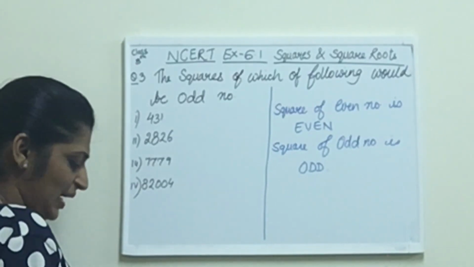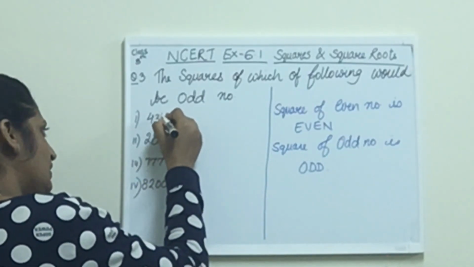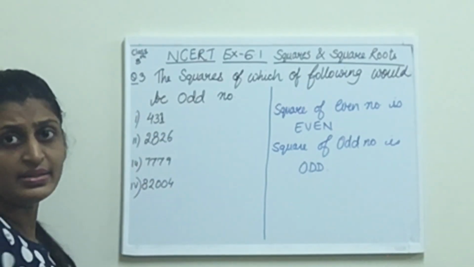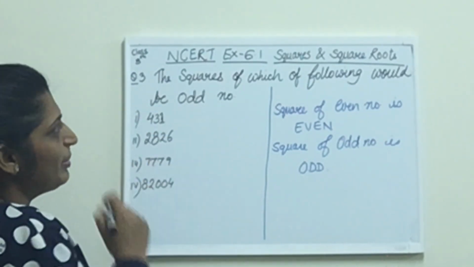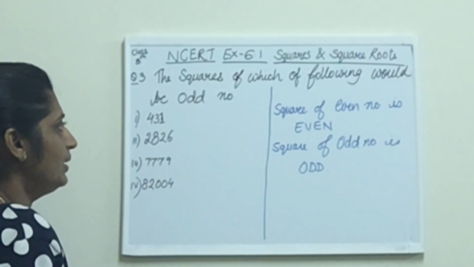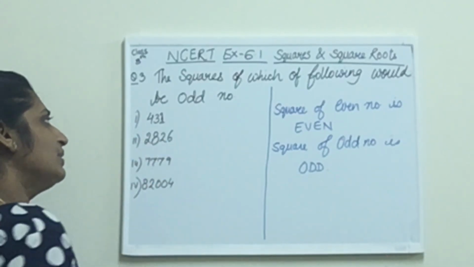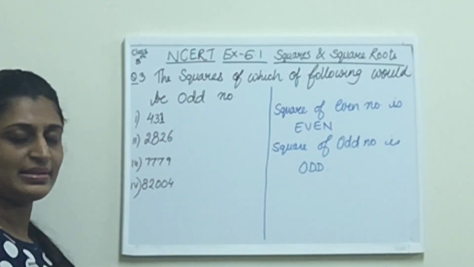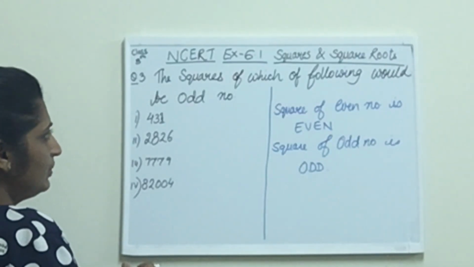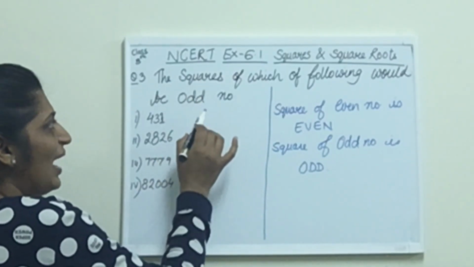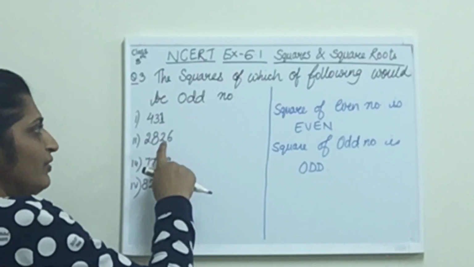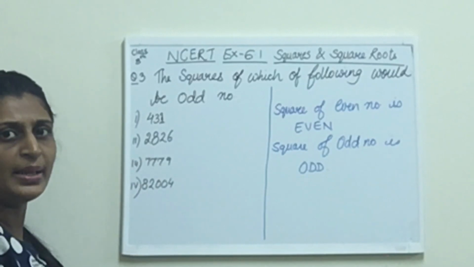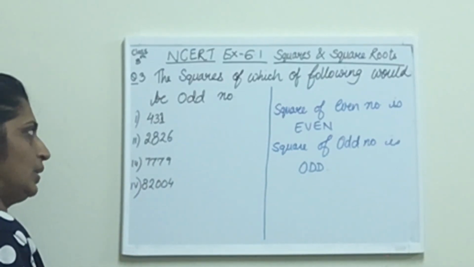So coming to the first part, it is 431. 431 is an odd number? Yes, it is an odd number. So what will be its square? Odd. Second part, 2826. It has 6 at its unit place. It is an even number. Therefore, it will not have its square as an odd number. Even will have even square. So this is not an odd number, therefore its square will not be odd.